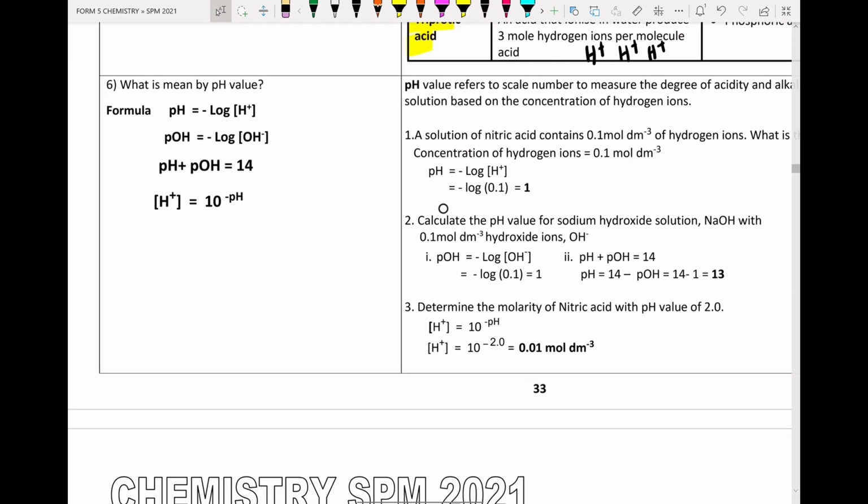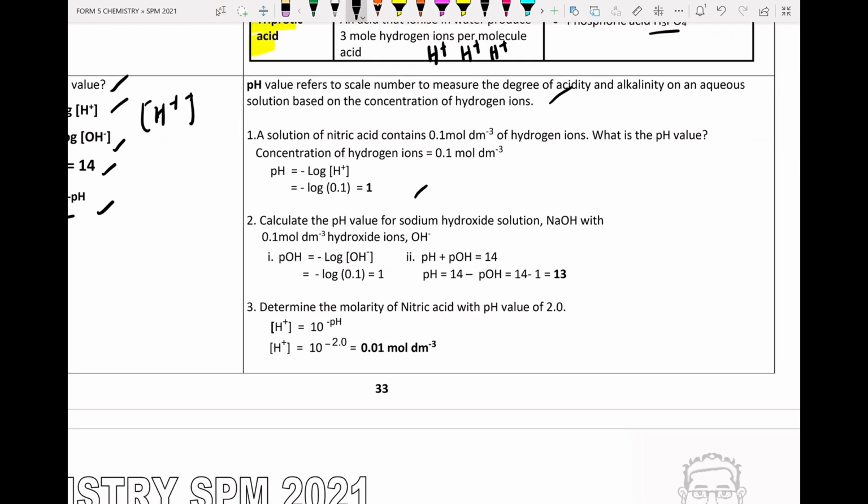Alright, check how to calculate the pH value. pH is the negative logarithm of the concentration of hydrogen ion. pOH is the negative logarithm base 10 of the concentration of hydroxide ion. pH plus pOH gives 14. And if we want to calculate the concentration of hydrogen ion where the pH value is given, use this formula. Please check all the example questions given and try to do revision.